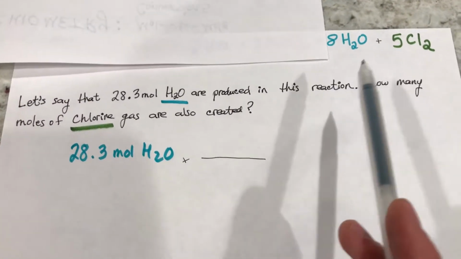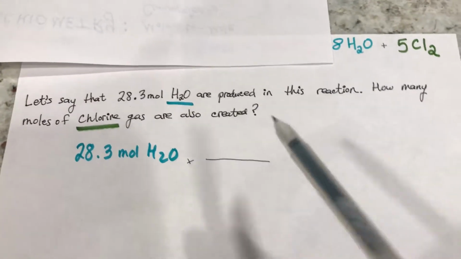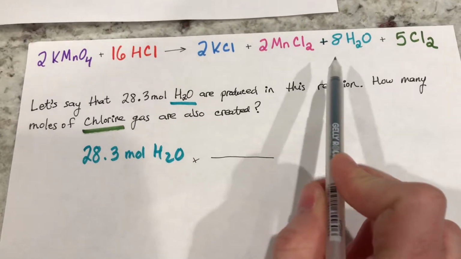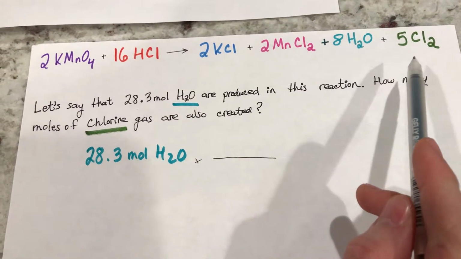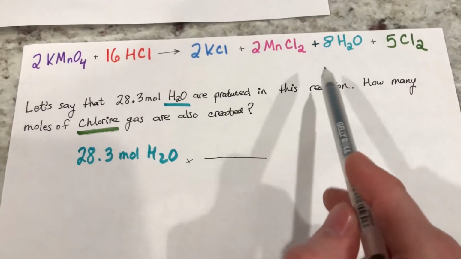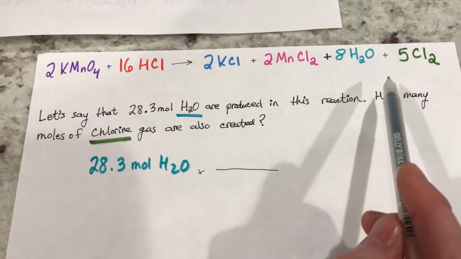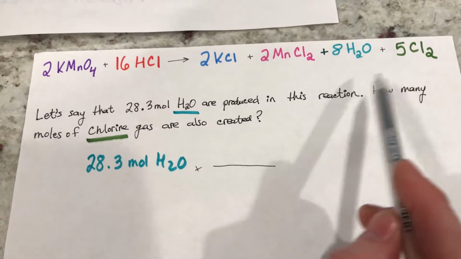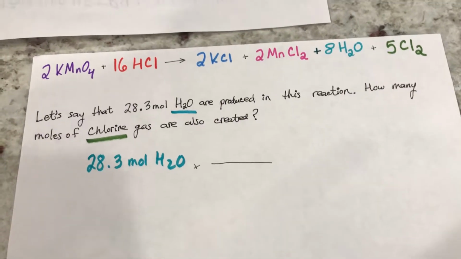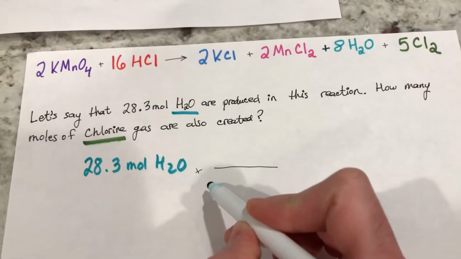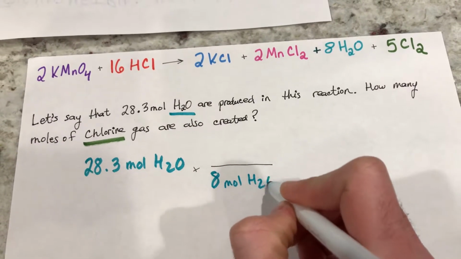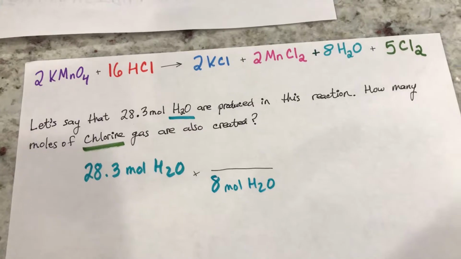So according to the ratio, or to the reaction, every time you create 8 moles of water, according to the reaction, 5 moles of chlorine are also made. They are related. Just like for s'mores, if you use 1 marshmallow, you also use, we said, 3 chocolate pieces. Same idea. 8 water moles, 5 chlorine moles. So that's what we do here. So down here, we're going to do 8 moles of H2O on the bottom.